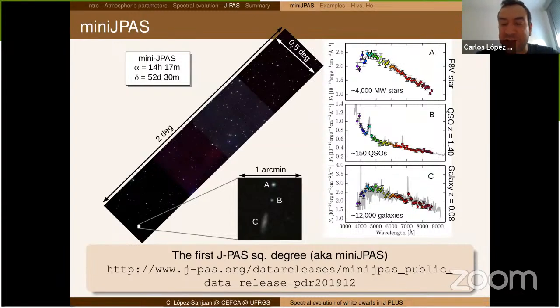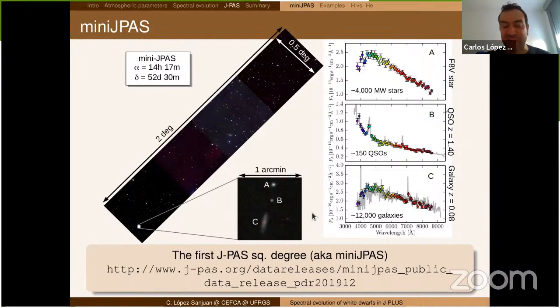So we started 1 year ago, the J-PAS in the OAJ. We have 30 square degrees that were released like 1 week ago to the collaboration, but in the meanwhile, we were able to observe 1 square degree with all the J-PLUS filters to nominal depth. It's what we call mini J-PAS because it's like a small version. It is 4 pointings of the camera in a strip, as you can see in the figure. And you can also see an example of a Milky Way star, a quasar, and a galaxy in the field.